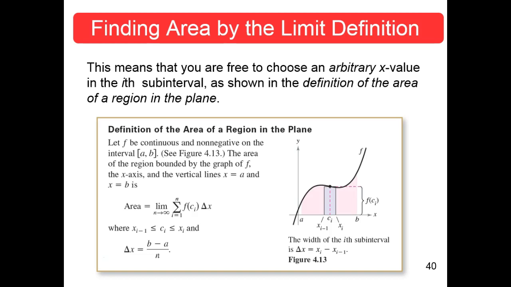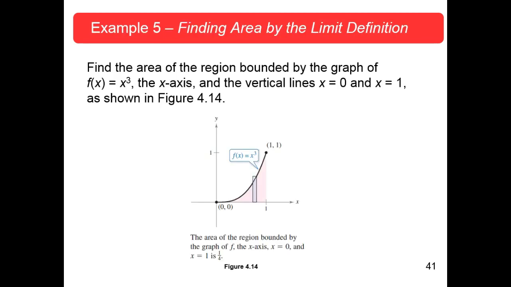f of c sub i times delta x, where the c sub i is always in between the two endpoints. No matter how close they're getting, it's always in between the two. The delta x is b minus a divided by n, so the width of that ith subinterval is always that. And it doesn't matter what value you use for that c sub i, as long as it's in there, you're going to get your answer. Okay? As long as it's smooth and continuous.